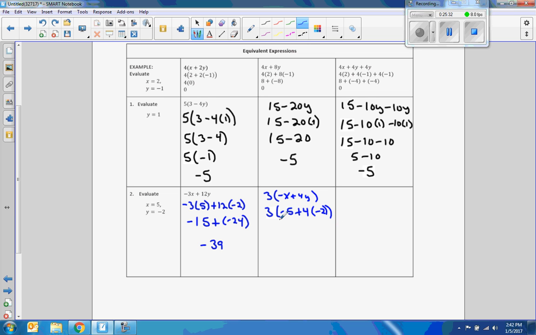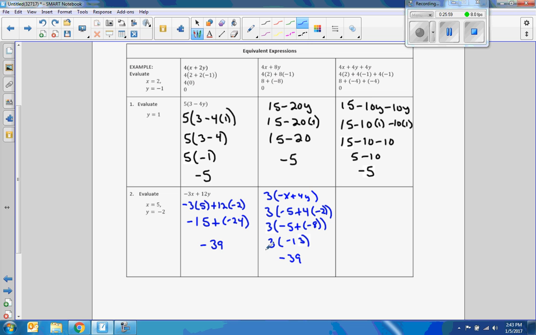So now I'm going to do the order of operations. The 3 is going to be the last thing we do, so I do that. And then I'm not going to address the 5 right now because we have a multiplication here. 4 times a negative 2 is negative 8. So now I have a negative 5 plus a negative 8, which is negative 13. And now I multiply 3 times negative 13, I get negative 39.